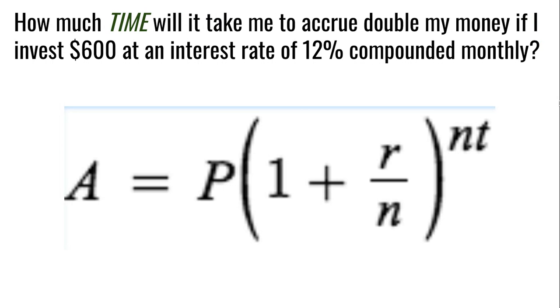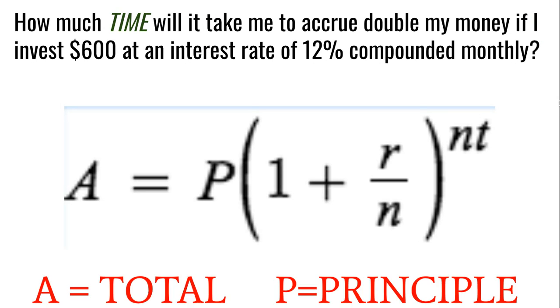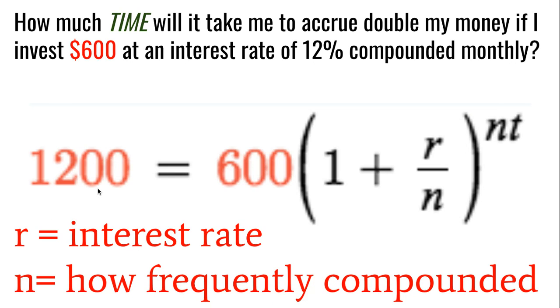Here's our routine formula for exponential growth of money, where A is the total that we're going to get, P is the principal, what we're putting in. You might already start recognizing what is our A, what is our P? Well, P is going to be 600. That's what we're putting in to start. And if we want to double our money at the end, that's going to be 1,200 or 600 times 2.